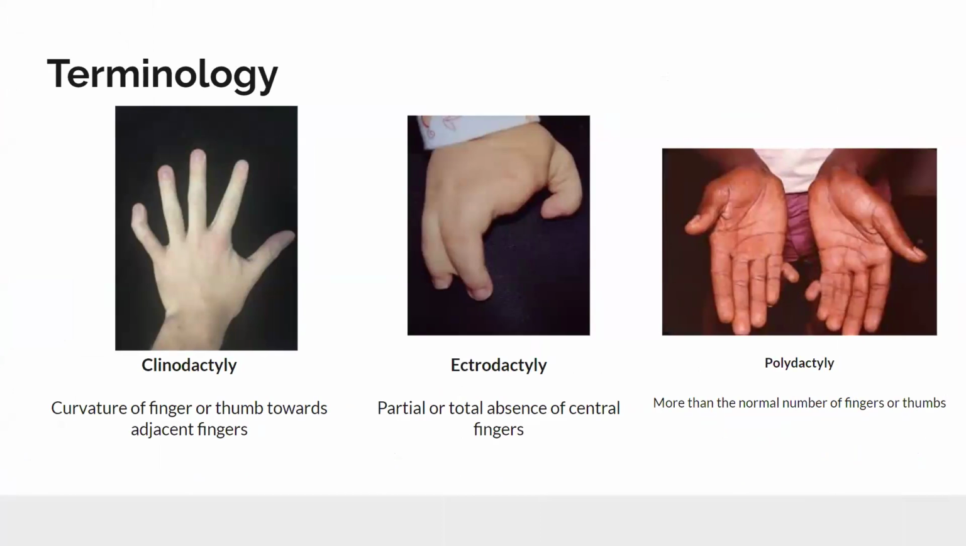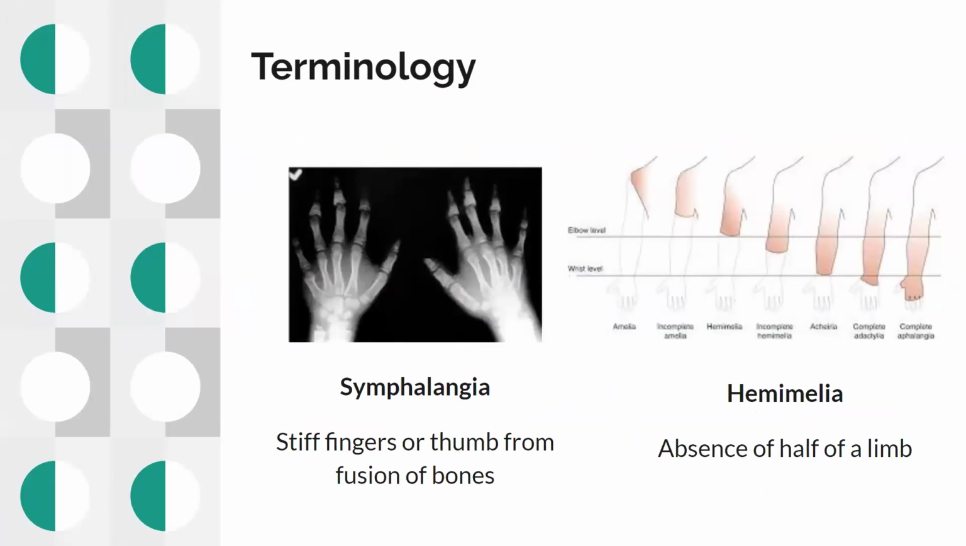Ectrodactyly is the partial or total absence of central fingers. And polydactyly occurs when an individual has more than the normal number of fingers or thumbs. Symphalangia occurs when an individual has stiff fingers or thumbs because of fusion of the bones, and hemimelia is the absence of half of a limb.